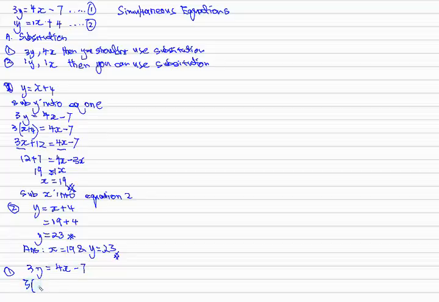So 3y is 23, 4 times x is 19. By the way, we should not put the equal sign because we have to verify they're equal. So we just leave it empty. We just put the left hand side, right hand side. Okay, 4 times 19 minus 7.